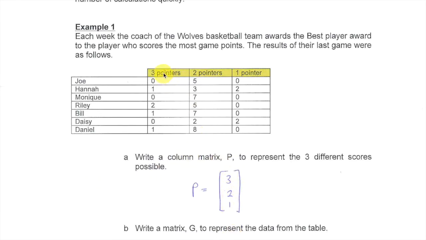So with the 3-pointers, it's worth 3 points. With a 2-point shot, it's worth 2 points. And with a foul shot, it's worth 1 point. So there, that is our column matrix P.